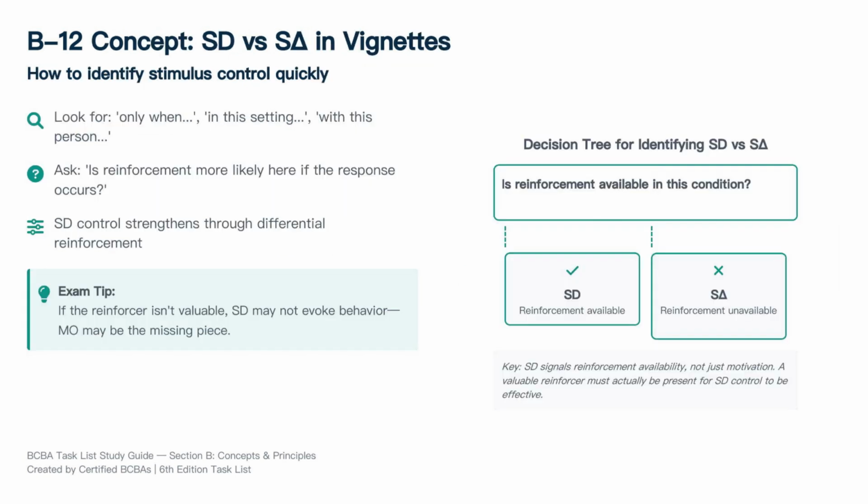In test vignettes, keep it simple. Look for phrases like only when, in this setting, or with this person, then ask one clean question. If the response happens right now, is reinforcement more likely here? That's your SD versus S delta decision, and the important nuance is that even if an SD is present, if the reinforcer isn't valuable in that moment, behavior may still not happen. This is where MOs can be the missing piece.